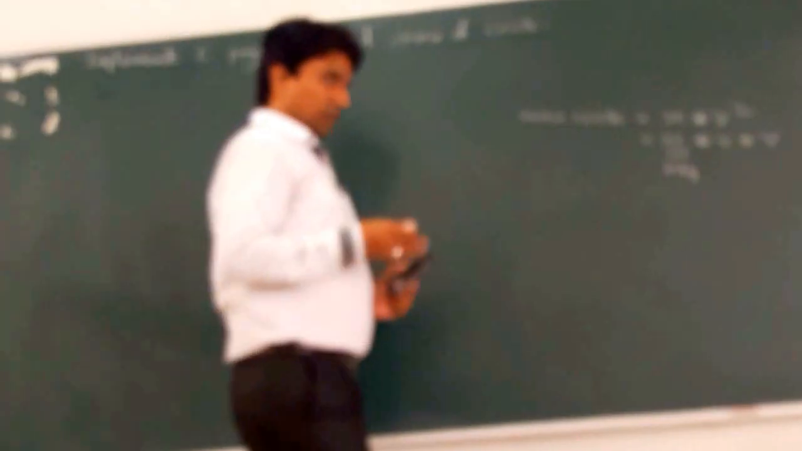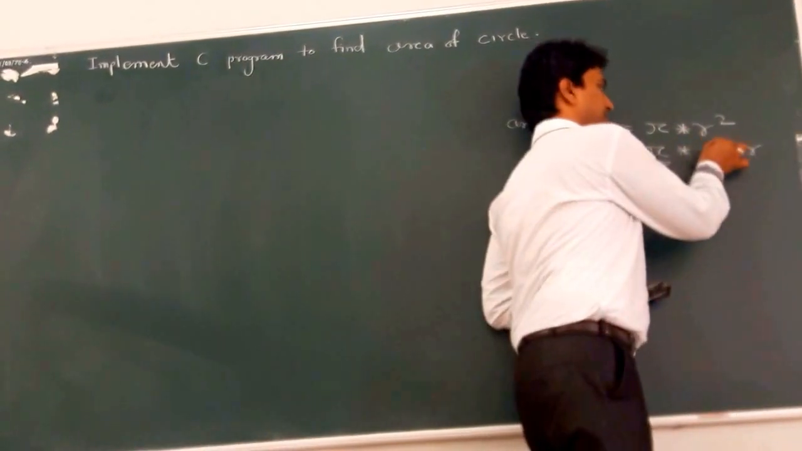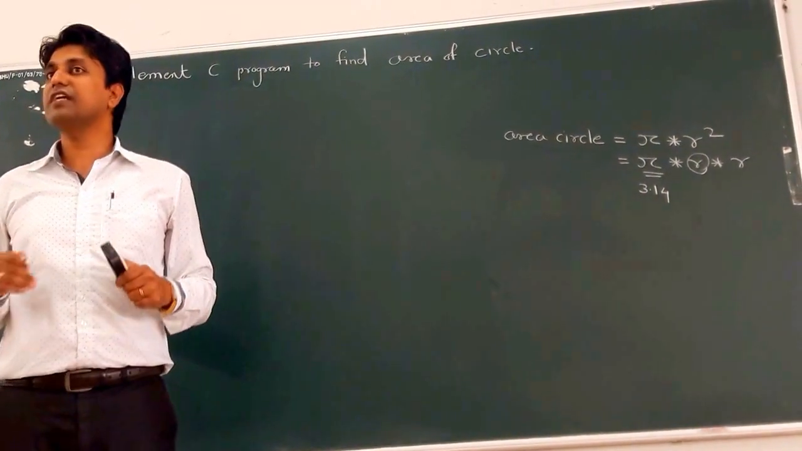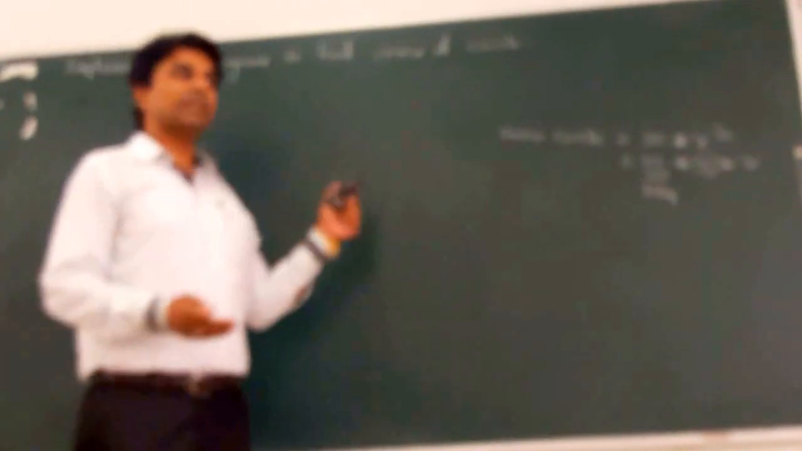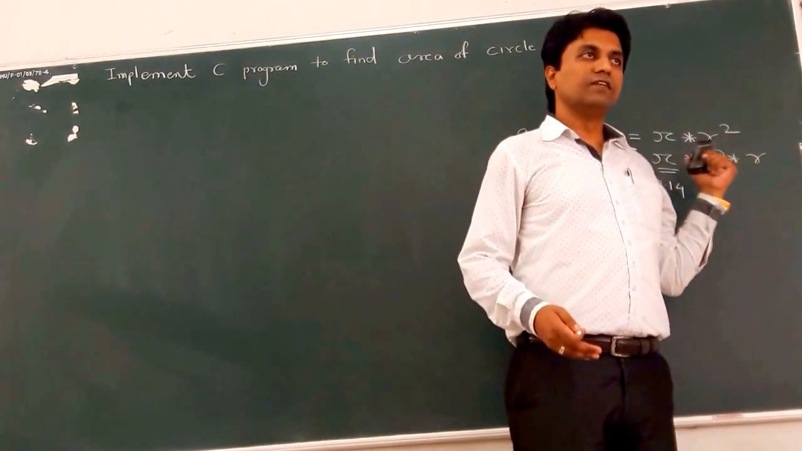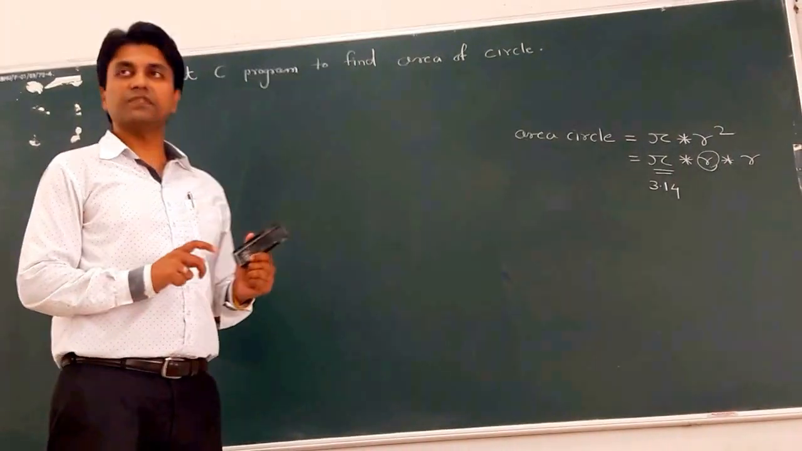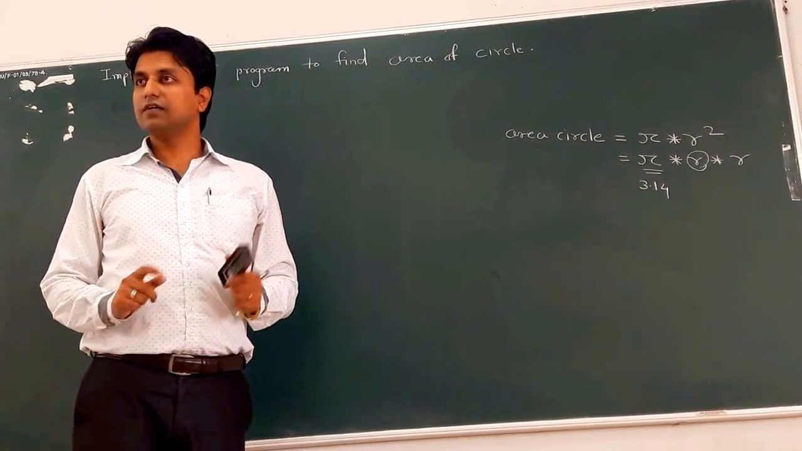So here what do we require from the user? Only the radius. We require the radius, that is, the user enters only the radius. If the user enters the radius of the circle, then we can calculate the area of the circle easily. Okay, for that, first design the output screen.